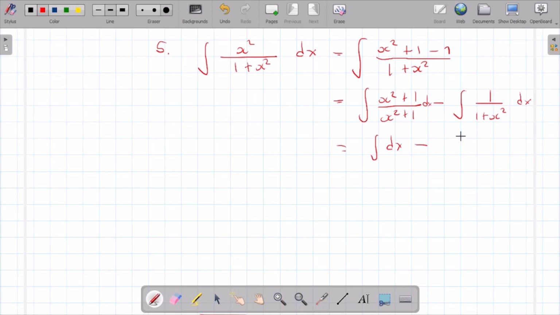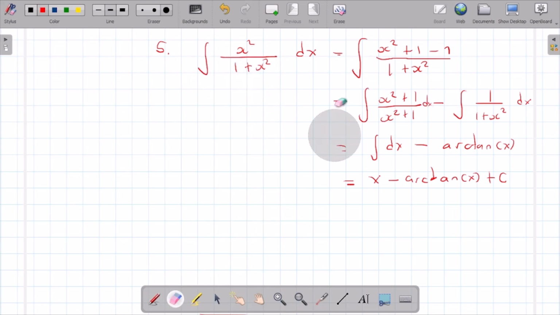Now, the integral of 1 over 1 plus x squared is a usual primitive. It is actually arctan of x. Now, what is the integral of dx? It is x. So it is x minus arctan of x plus the constant of integration. So we are done with this problem.